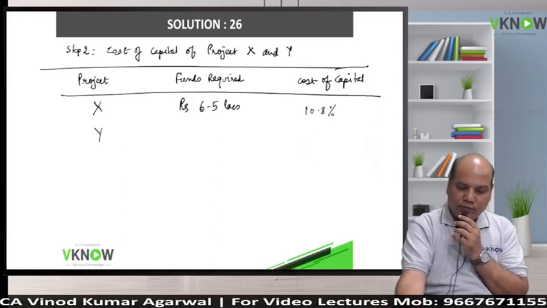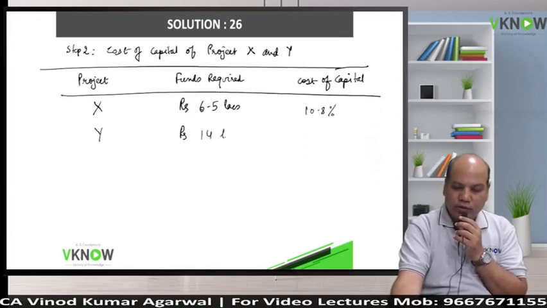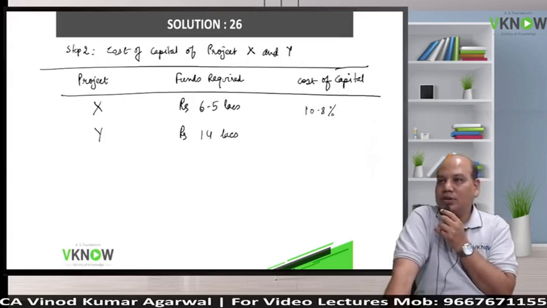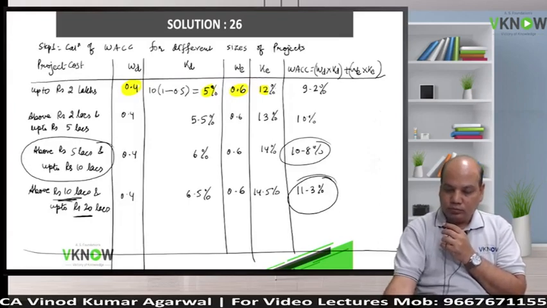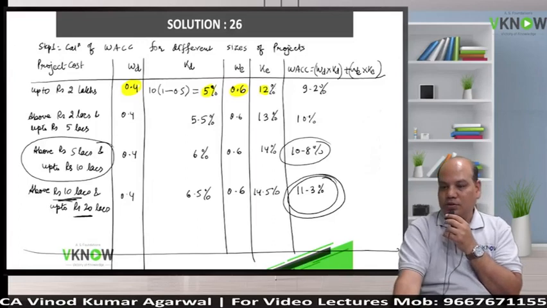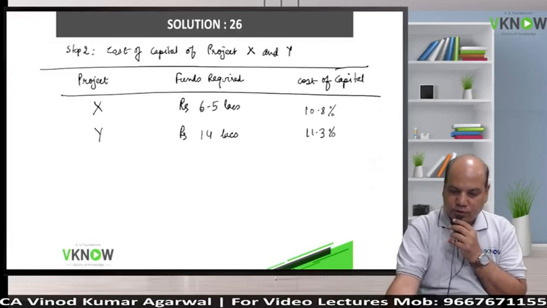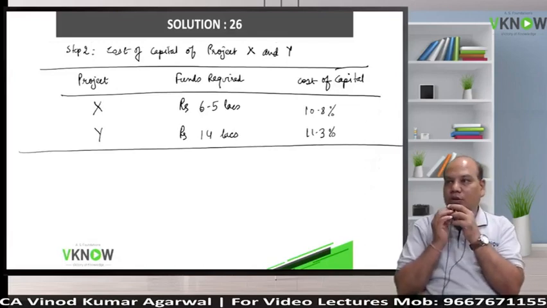Project Y, funds required rupees 14 lakhs. In your exam, they can change the amount, so don't remember the answer. Understand: 14 lakh means it is between 10 to 20. Then you will go to the last column and check what is the cost. 11.3%. So this is your first answer. Any query on this?